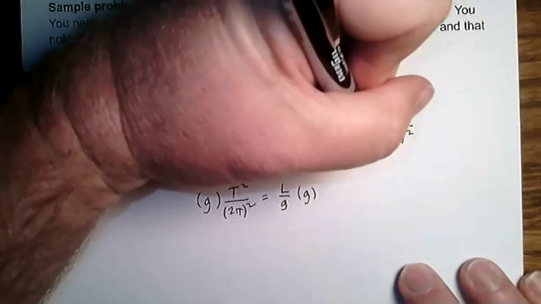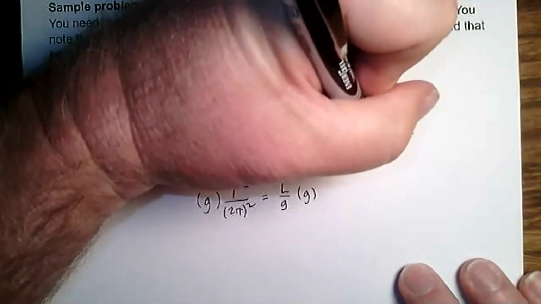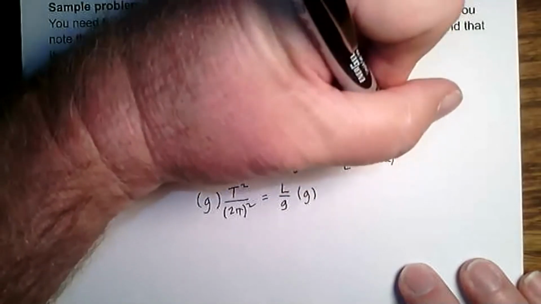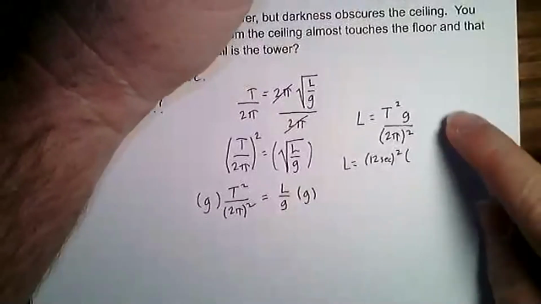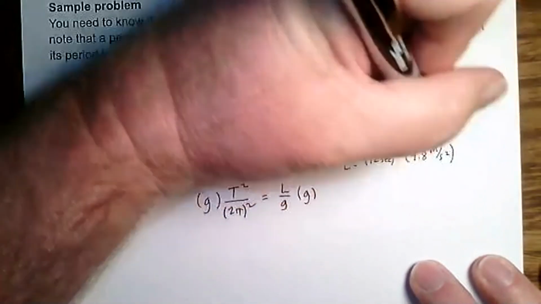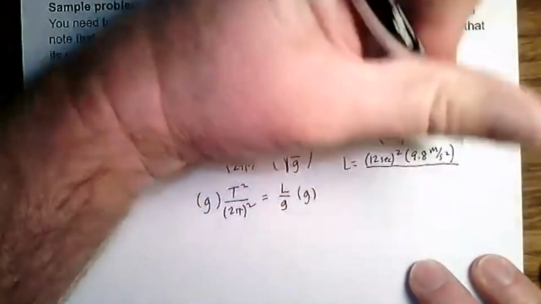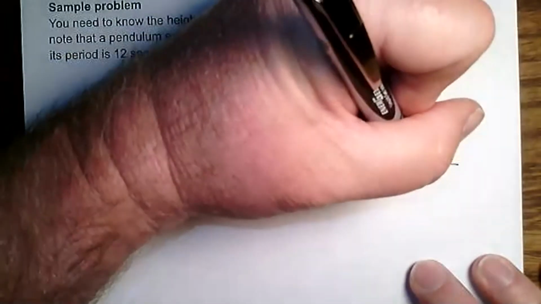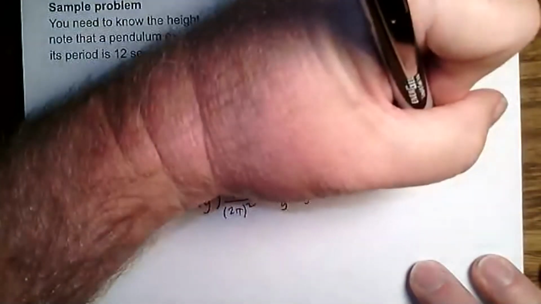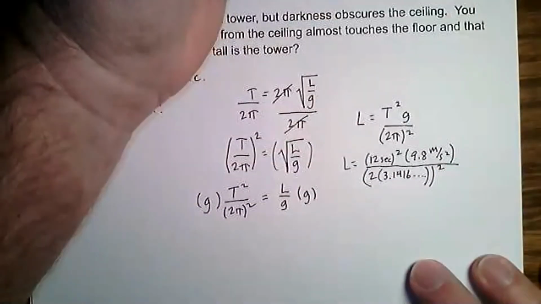If I start plugging in some numbers, T is 12 seconds. We're going to square that. G is 9.8 meters per second squared, over 2 times 3.1416, and so on. You guys know what pi is. Actually, I'm going to wrap both of those and then square that.